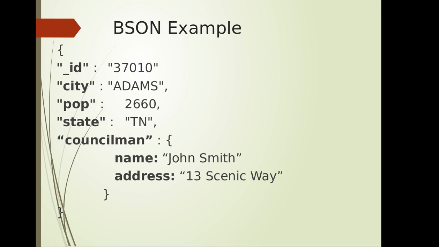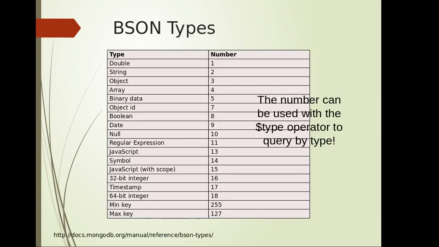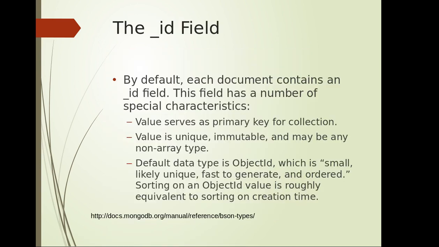A simple example is that the ID is a key and the value is 37010. Again, the city is a key and the value is IDMS. So key and value. The best thing about MongoDB is that you can create an embedded document, that is, a document inside a document. So it means we have more fields here, like John Smith, like that. Person types: the number can be used with a dollar type operator to query from the data. It means you can access data based on the dollar operator when you retrieve any kind of data.